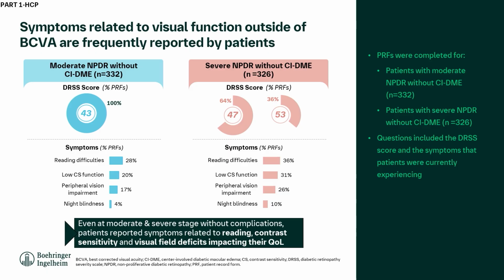Now we've asked them also to look at patient records form again, as mentioned earlier. So on the left side, you see the kind of symptoms that patients experience and that they report. And interestingly, even moderate patients report symptoms related to reading difficulties, contrast sensitivity issues, visual field deficits that are already impacting their quality of life. And it's also even stronger in severe NPDR patients. This is an interesting finding because there is a general perception that this patient population could be asymptomatic because their visual acuity is not impacted, yet you can see already that other elements of vision are already impacted.